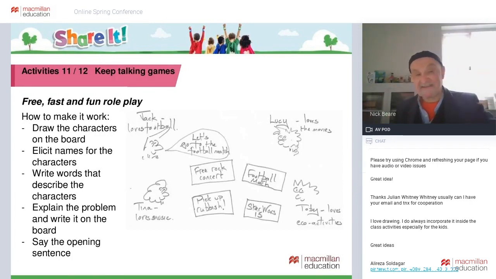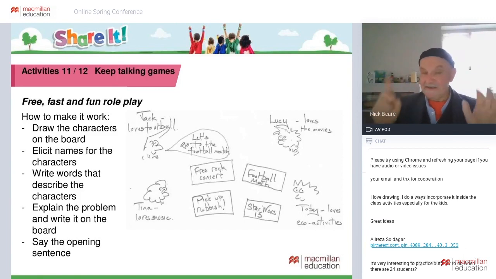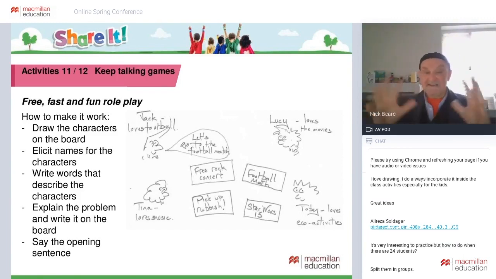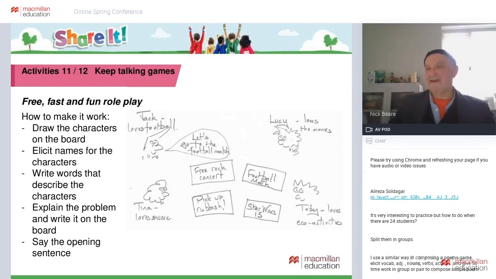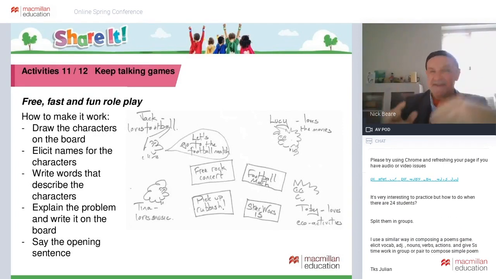The trick is to give them the opening sentence. So here I've given the opening sentence to Jack. So the opening sentence is, let's go to the football match. So first of all, you check with all the students, who's Jack? In each group, me. They put up their hands. So you say, Jack, you're going to start. Jack, let's go to the football match. 1, 2, 3, off you go.